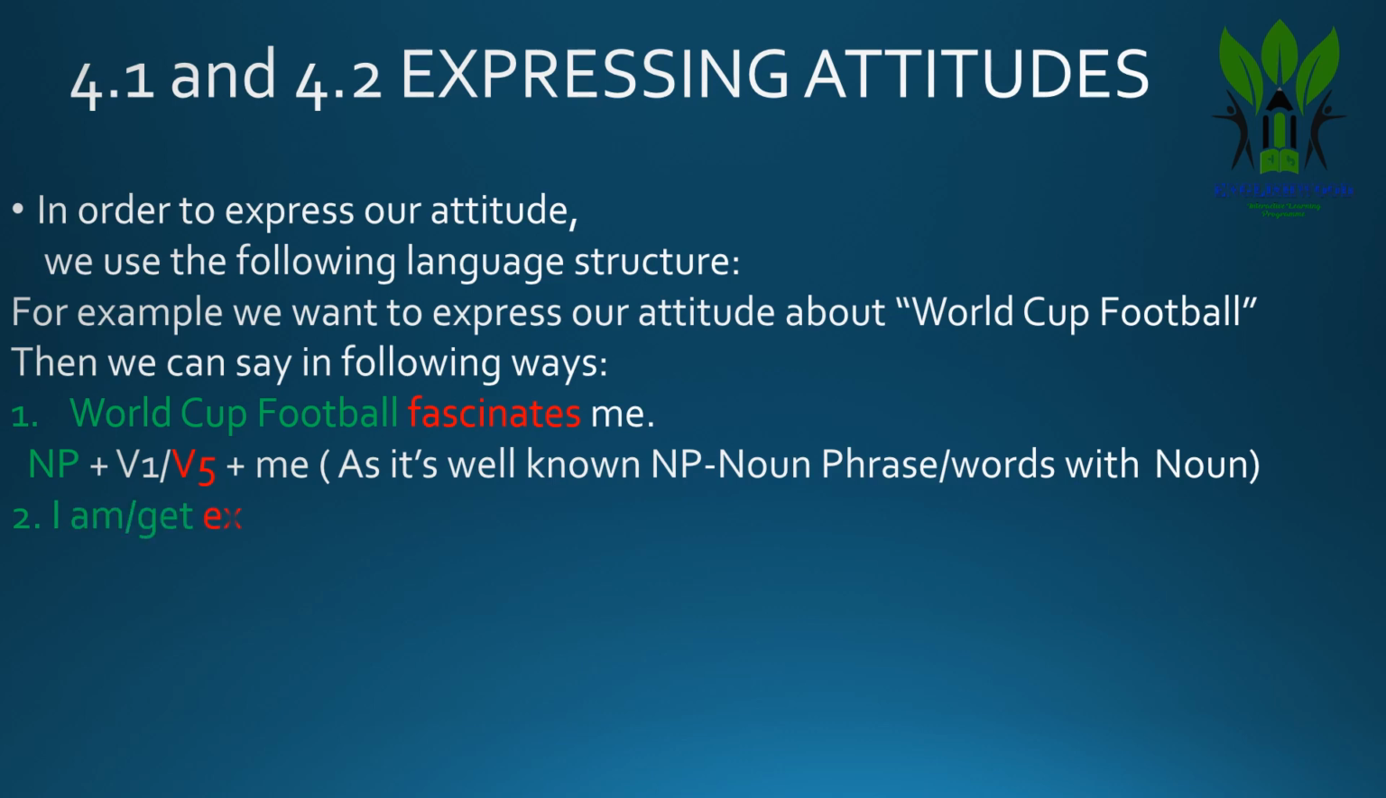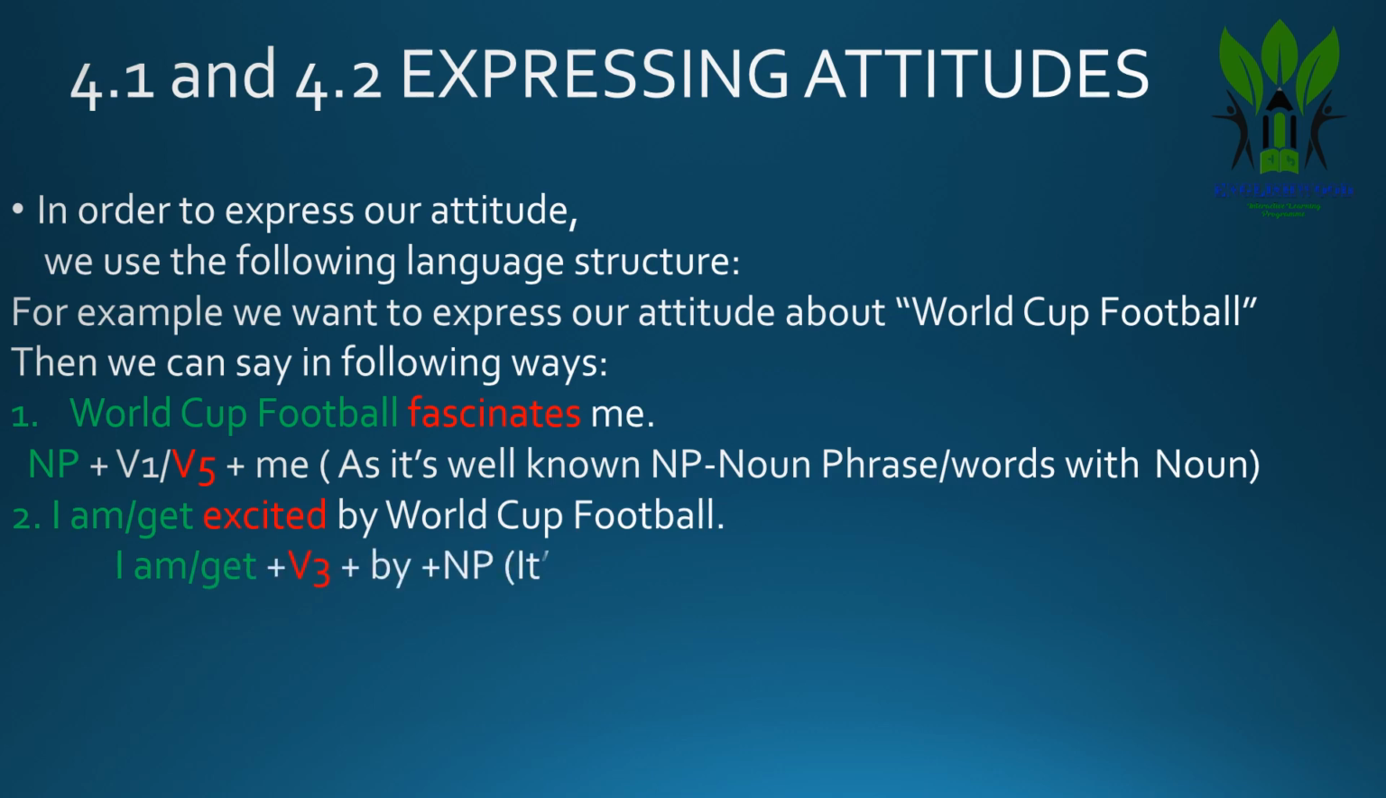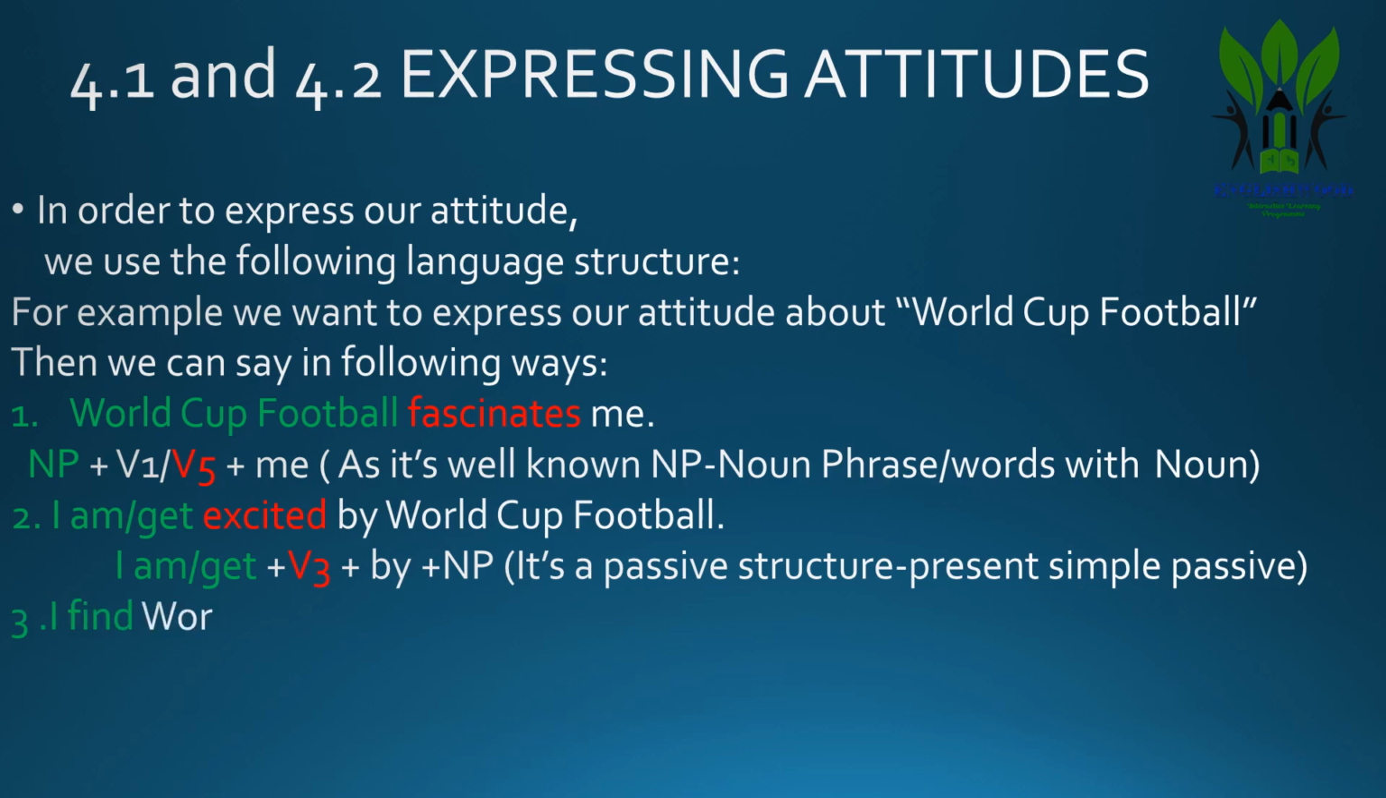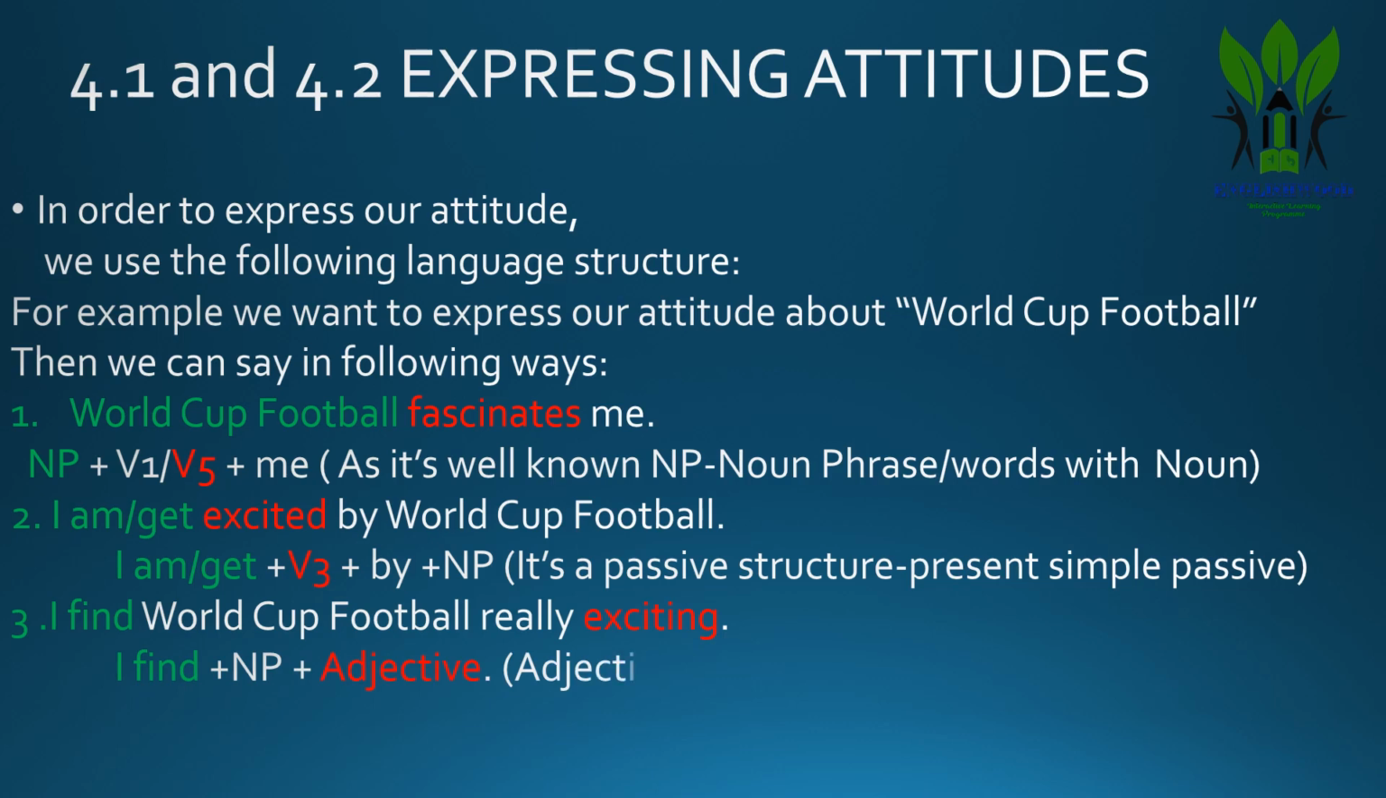Number 2, I am excited by World Cup football, or I get excited by World Cup football. The structure is I am or I get plus verb 3 plus by plus noun phrase. It's a passive structure. So get plus verb 3, or auxiliary verb plus verb 3, is a passive structure, and here we basically use the present simple passive. And the third structure is I find World Cup football really exciting. So the structure is I find plus noun phrase plus adjective. Adjectives are mostly used to express attitude.